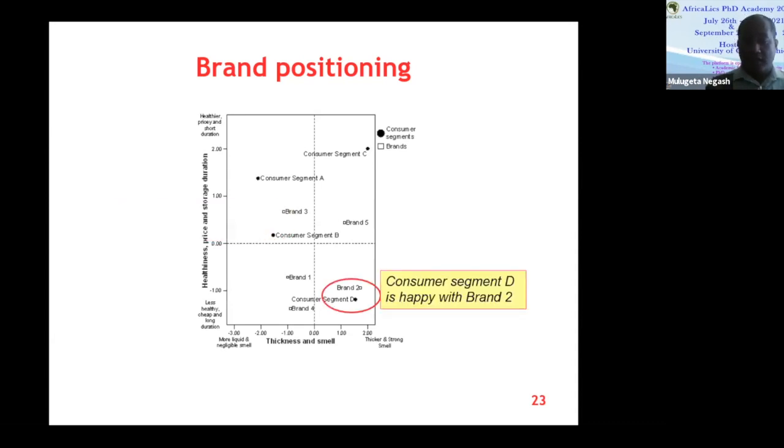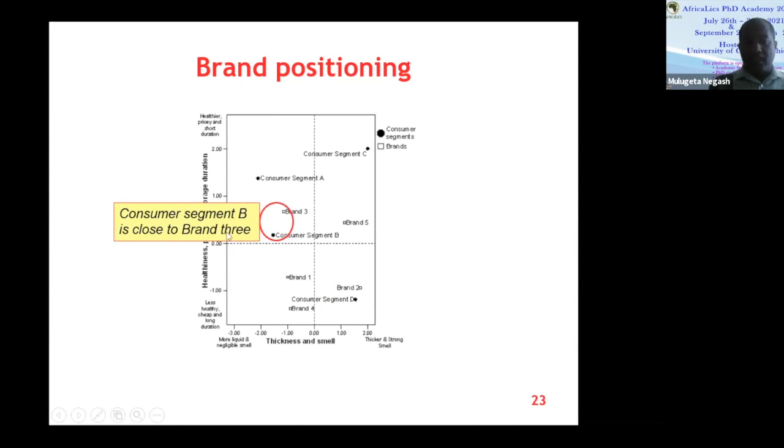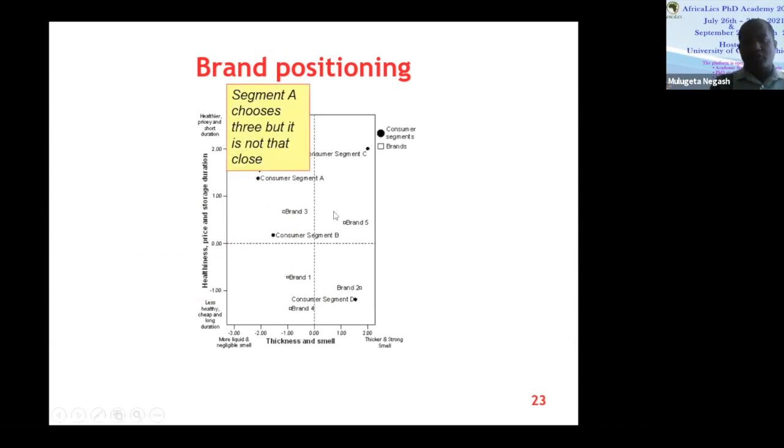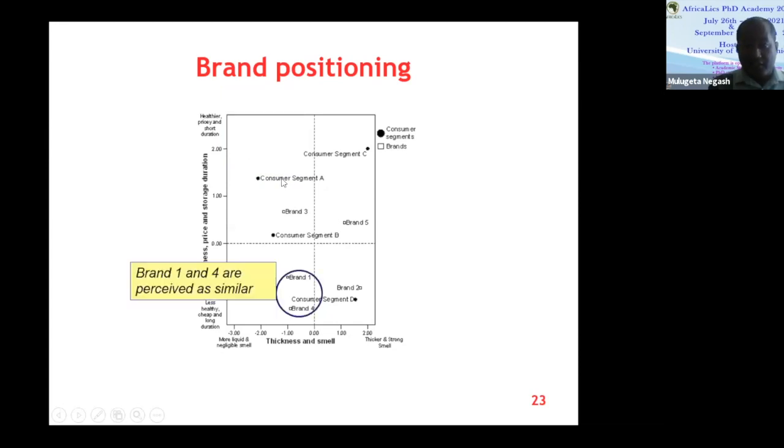So here, consumer segment D is happy with brand 2, and consumer segment B is happy with brand 3, and brand 1 and brand 4 are perceived very, very similar, and it is not also nearer. Segment A chooses 3, but it is not that close. It is very, very far. You can see that segment A is this one, but the brands are very, very far.